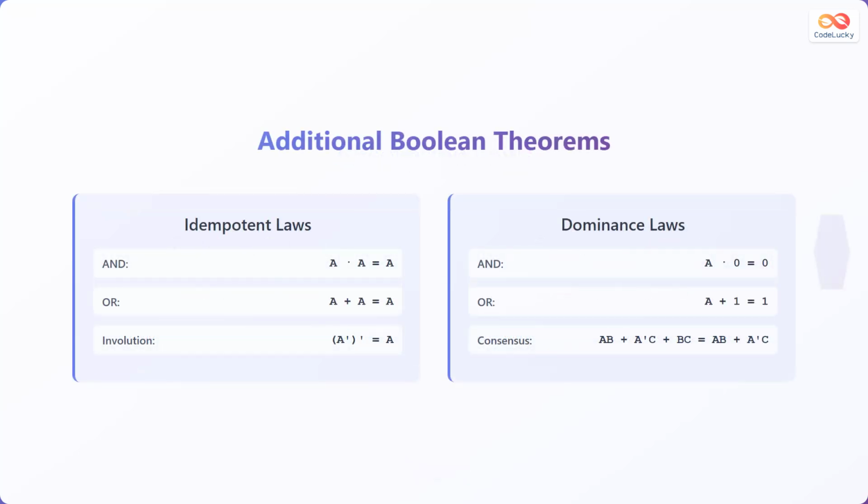Let's explore additional theorems in Boolean algebra. We have idempotent laws where for AND, a AND a equals a, and for OR, a OR a equals a. We also have involution, where the complement of a complement equals a. We have dominance laws where for AND, a AND 0 equals 0, and for OR, a OR 1 equals 1. Finally, we have consensus, where ab plus a complement c plus bc equals ab plus a complement c.